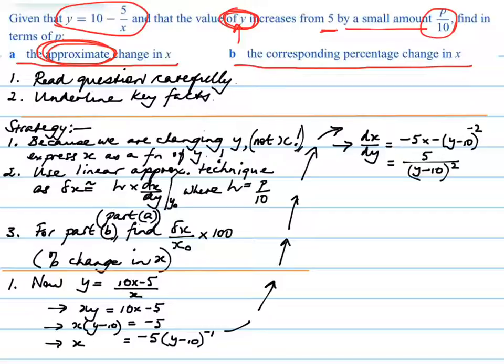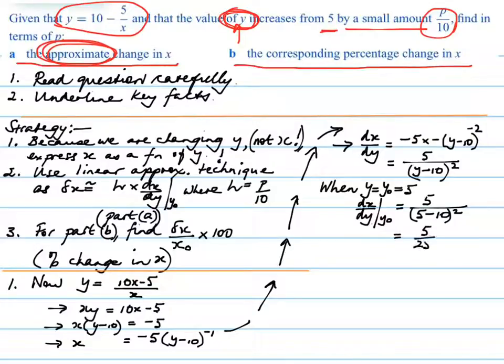So we've completed step 1, and we're going to do step 2 now. So when y is y0, which is 5, remember, y0 was originally 5, so dx/dy at y0 would be substituting in 5 for the y term. And what do we get? 5 over 25, which is basically 1/5. Now that is dx/dy at ground zero, or where y is y0, which happens to be 5.